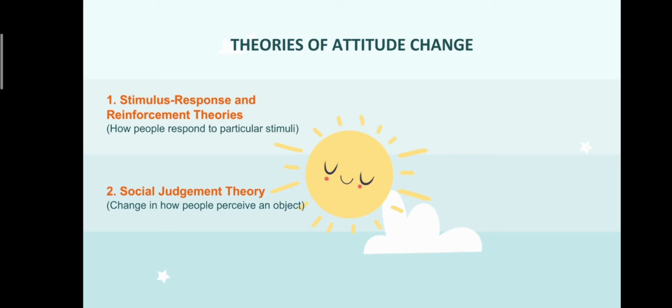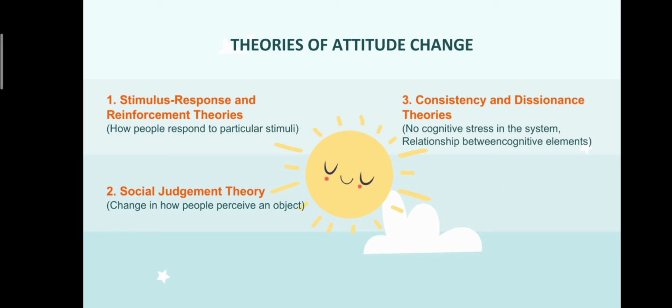An underlying assumption is that an attempt to cause a major change in attitude is likely to fail because the extent of the change will be uncomfortable for the subject. The third is consistency and dissonance theories.